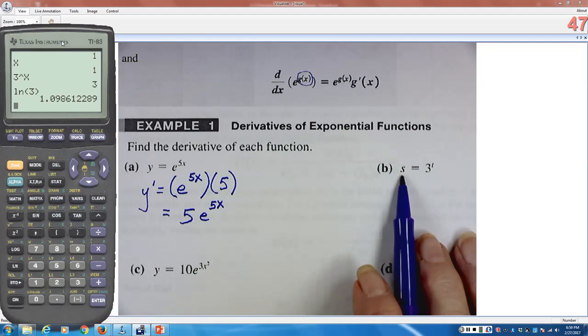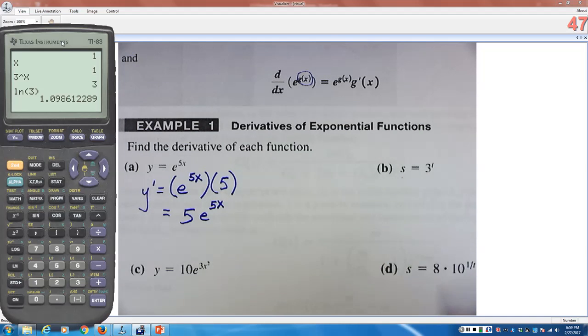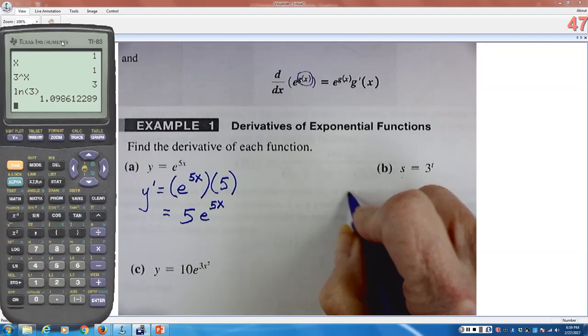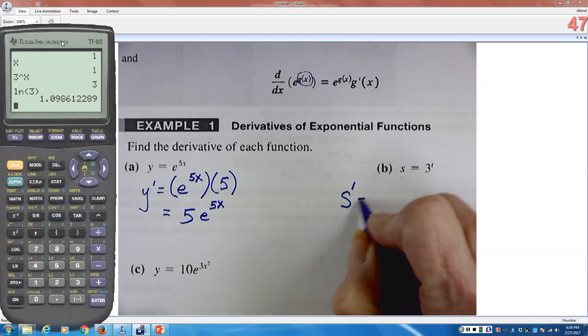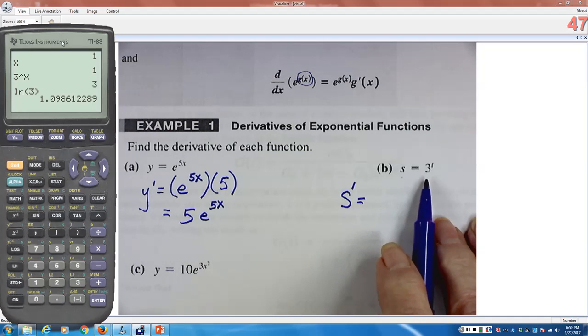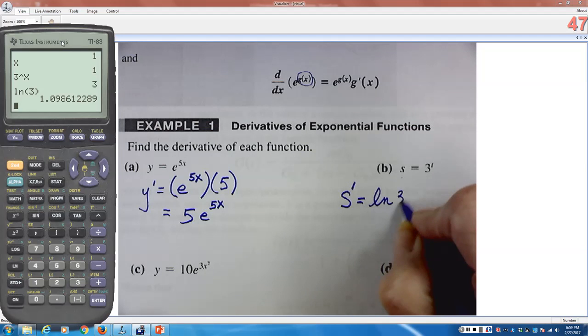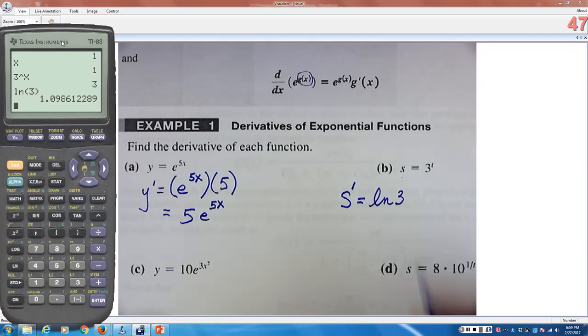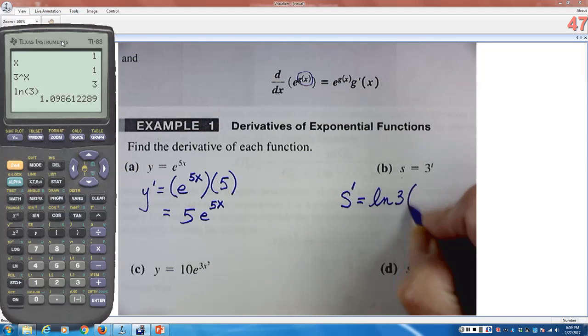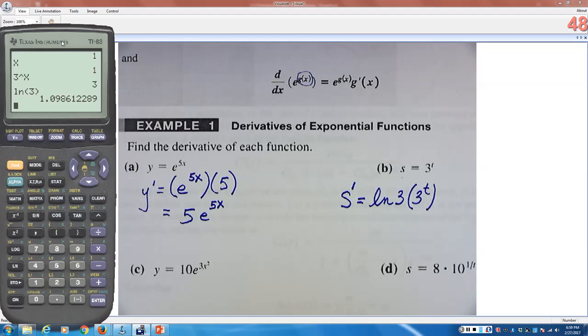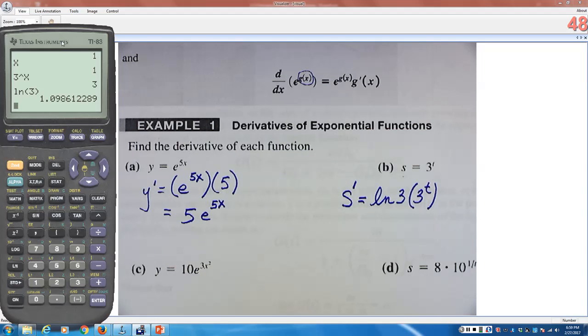But when we come to s is equal to 3 to the t power, s prime is going to be the natural log of 3 times 3 to the t power. And since the derivative of t is 1, then even if we multiplied it by 1, it stays the same.